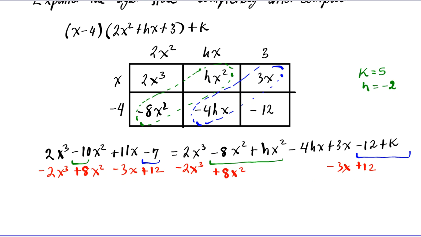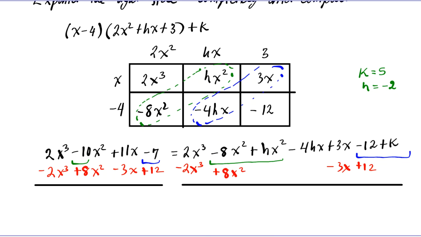Okay, now we're going to simplify both sides of the equation. When we carry out our simplification on the left side, we have 2x squared minus 2x squared. That just adds up to 0. Negative 10 plus 8 gives us negative 2x squared. 11 minus 3 gives us positive 8x. Negative 7 plus 12 gives us positive 5.